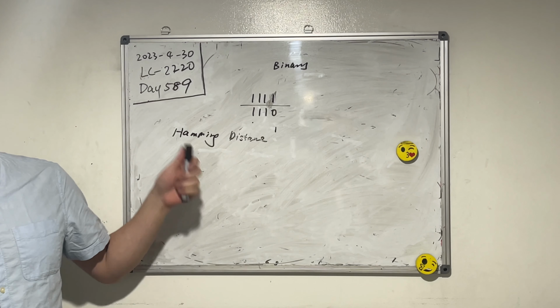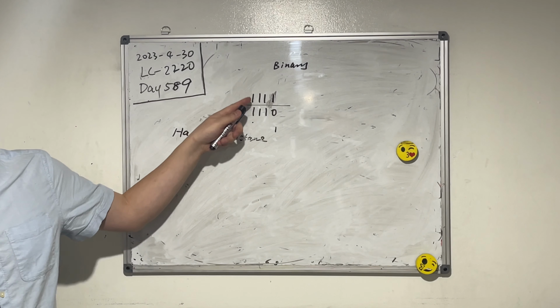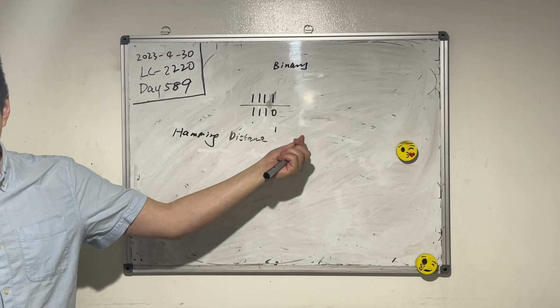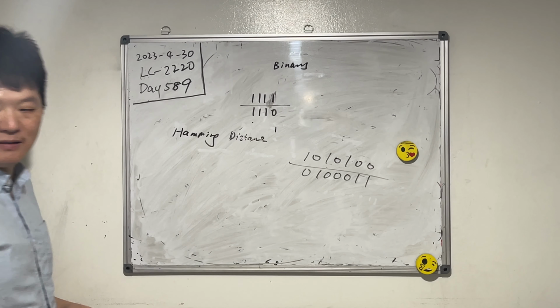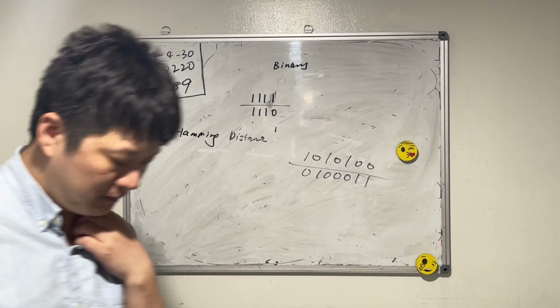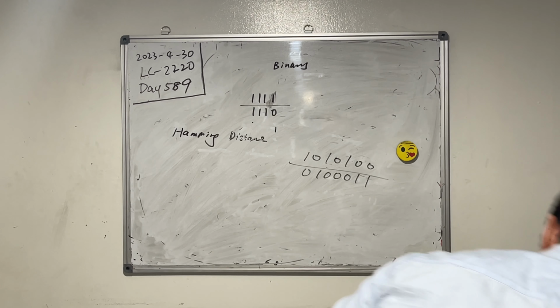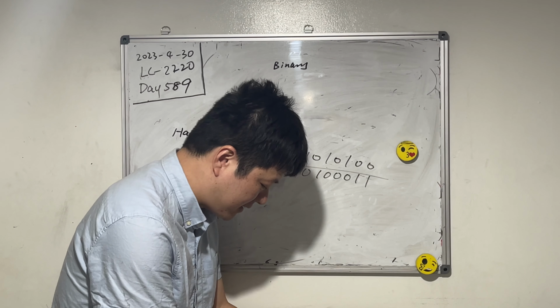So the Hamming distance is the number of different bits. Okay? So the Hamming distance for these two is 1 because there's only one bit that is different. Am I right? Okay, so what's the Hamming distance for this? Yeah, 6. The 6 bits are different, right? This is Hamming distance, okay?